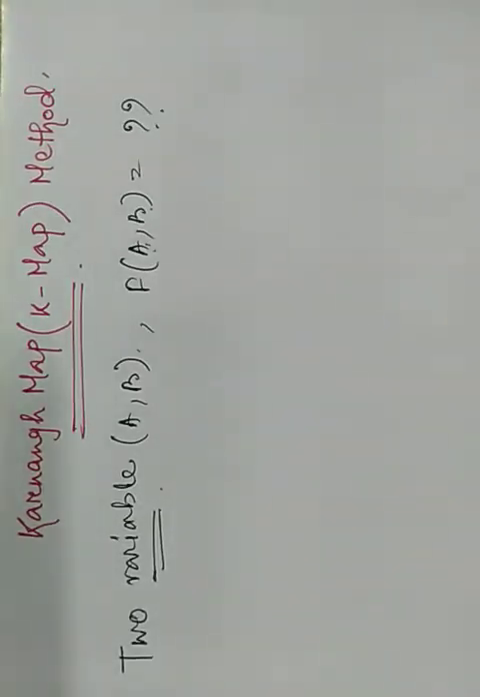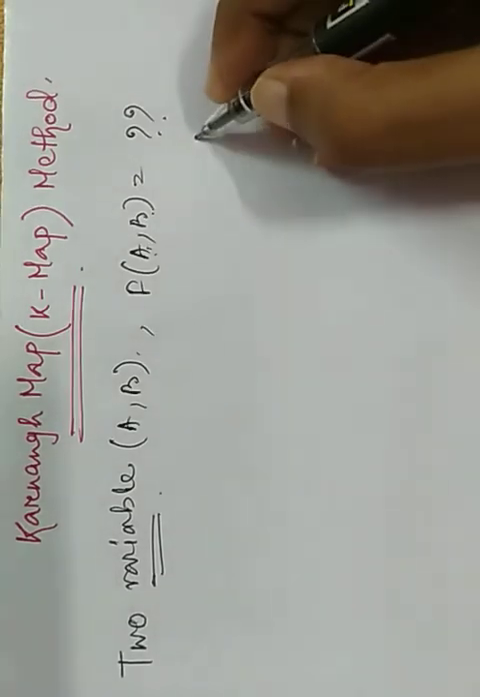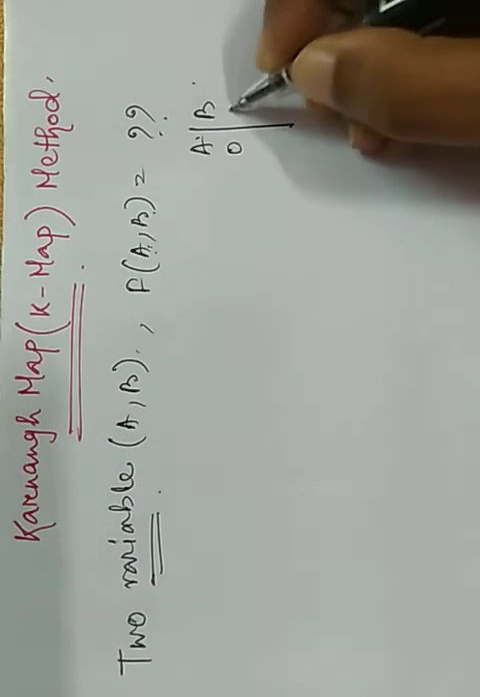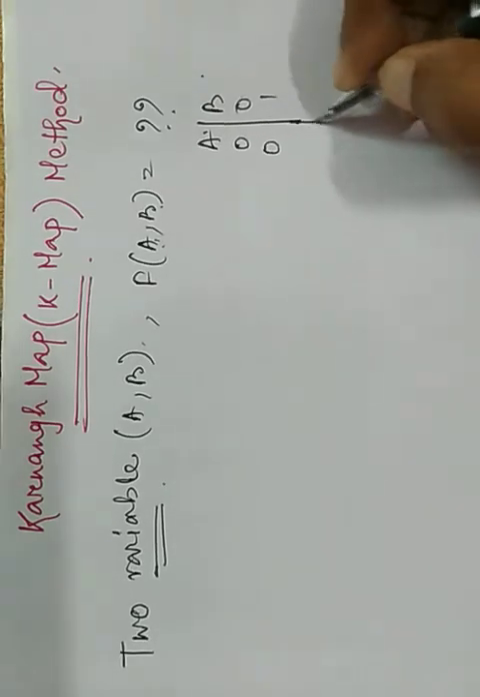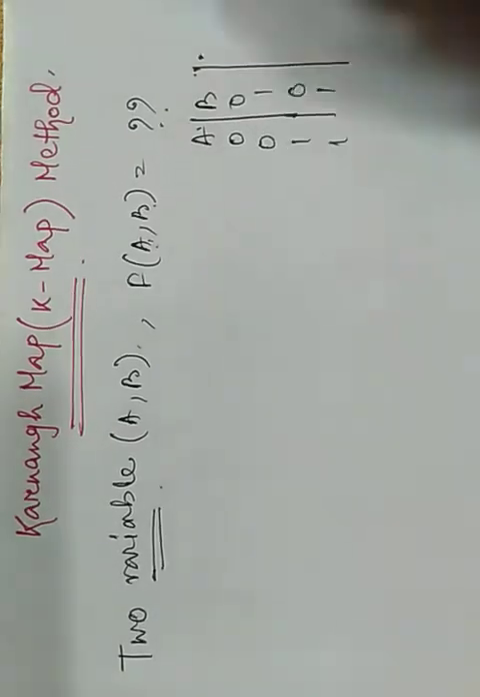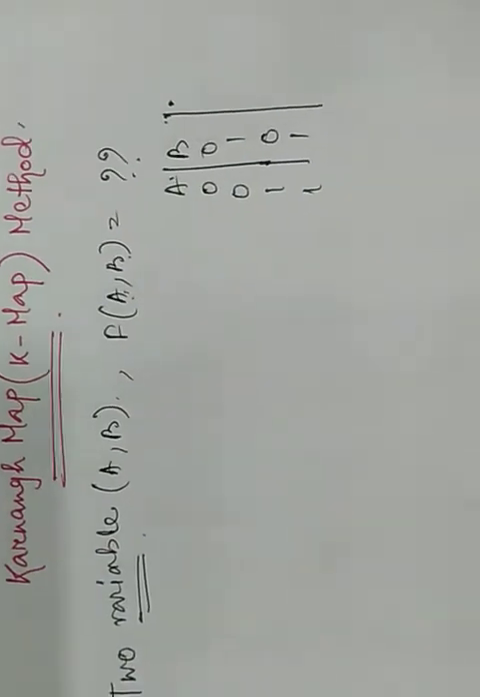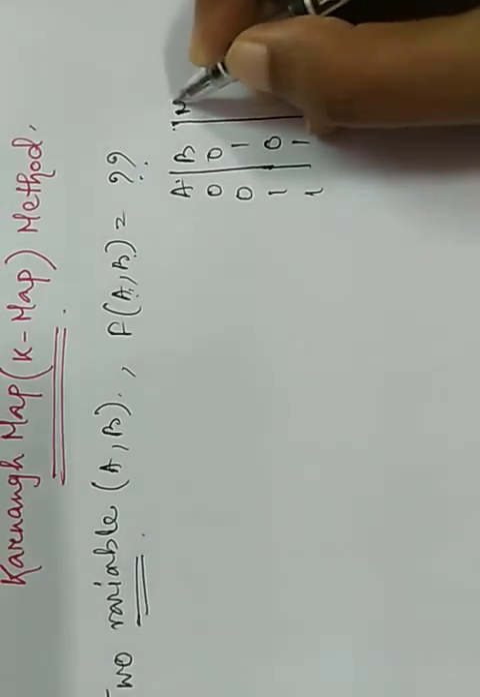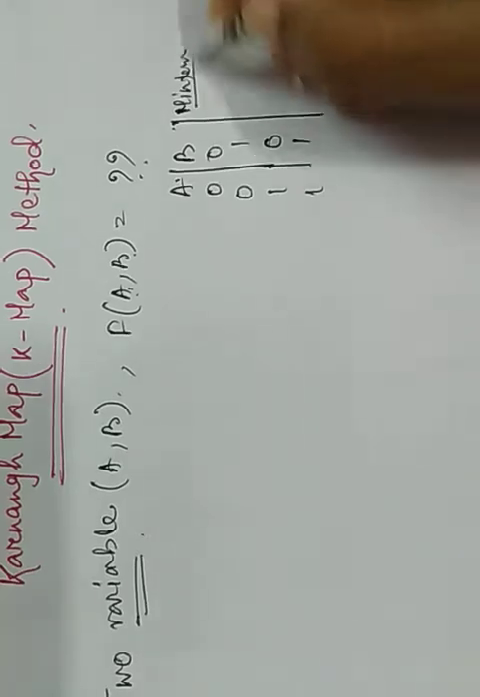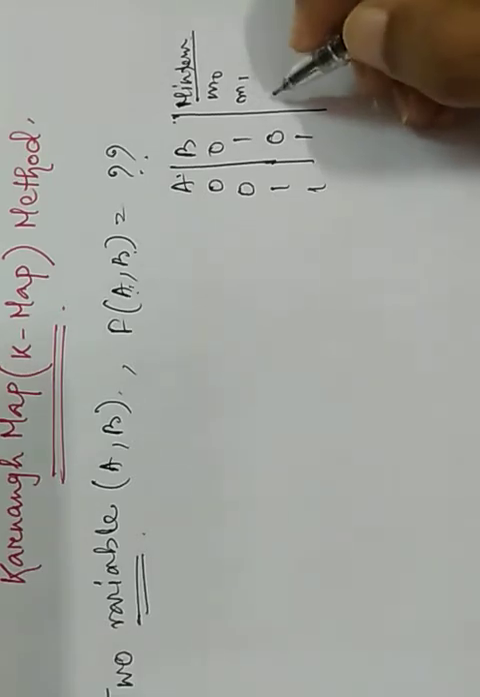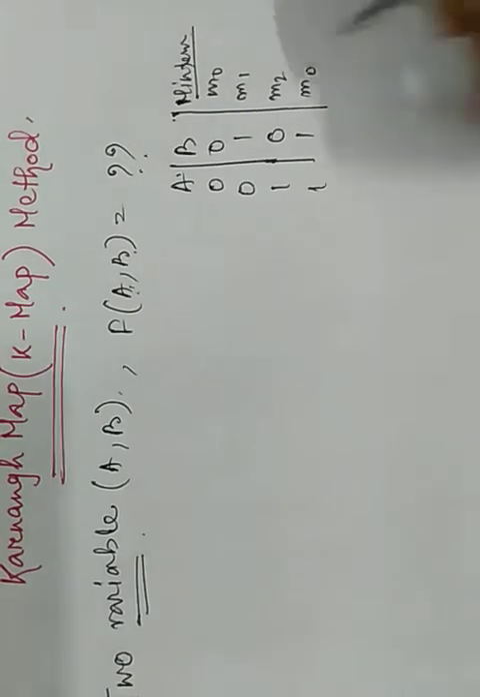For 2 variable expressions, from our truth table we know that our combinations are 0 0, 0 1, 1 0, 1 1. This Karnaugh map is specifically used to simplify Boolean expressions using SOP form. For SOP form we use minterms. For 2 variables the minterms are M0, M1, M2, M3.